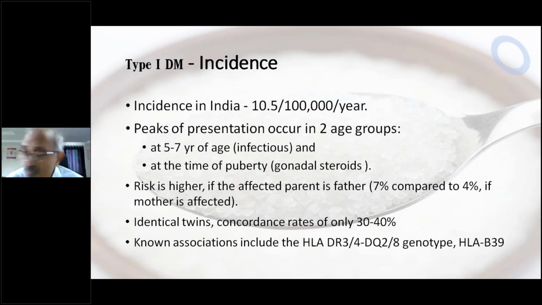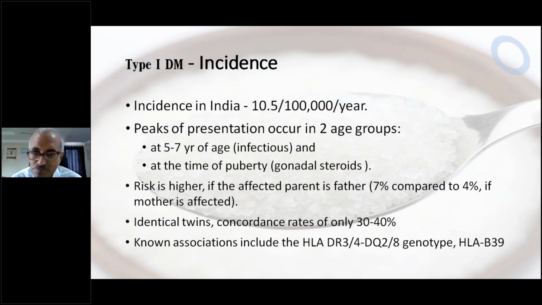That is the time when pubertal hormones develop, with the pulsatile release of GnRH and onset of puberty, all of which you are familiar with. Maybe they have something to do with the precipitation of the disease. The risk is higher when the parent is affected. This is very peculiar, because usually most inherited disorders are more common when the mother is the affected one. Here, it is the father who is affected.